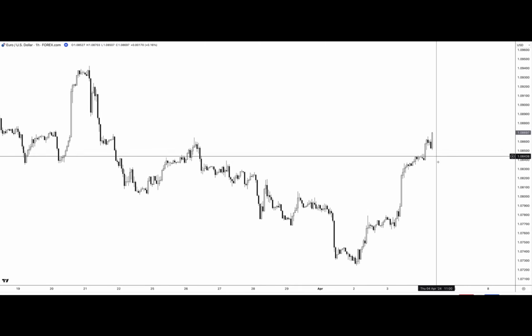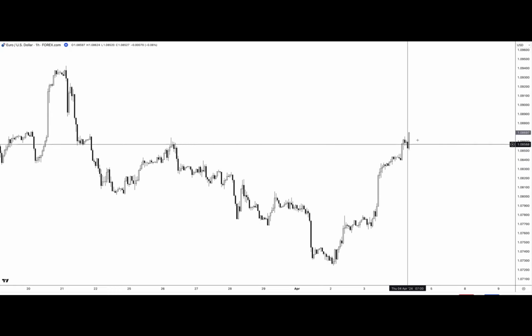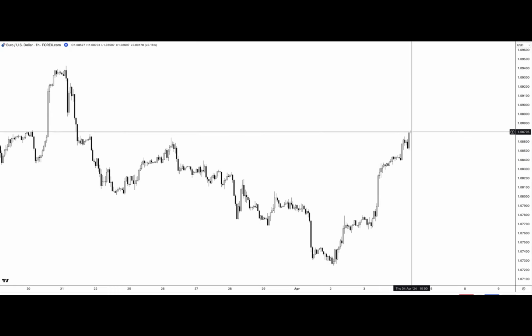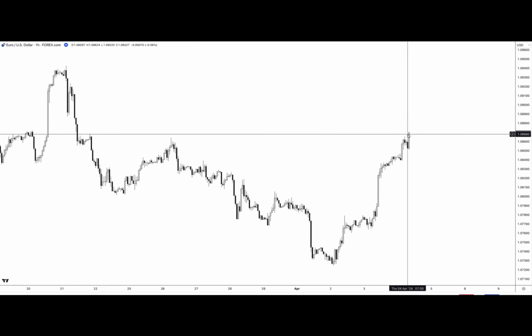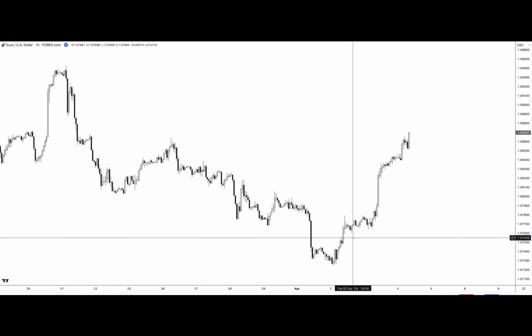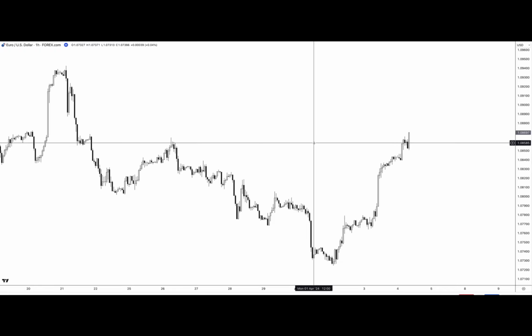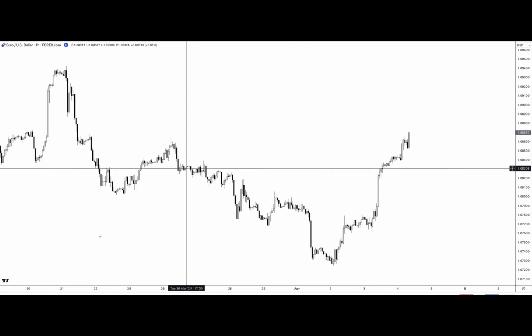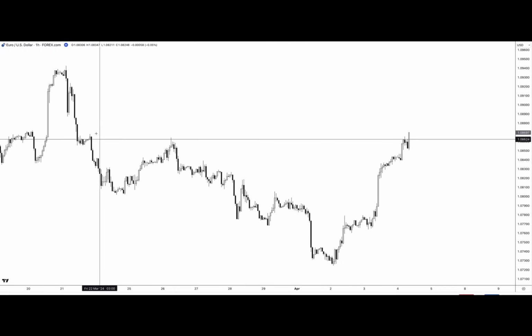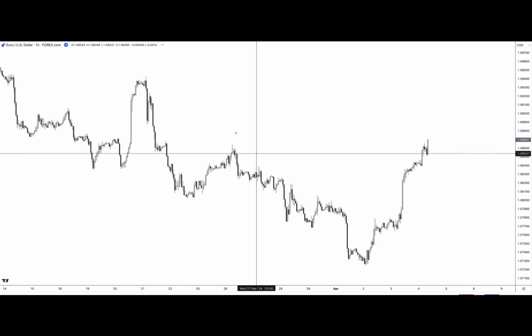Today we'll be covering a short I took in a New York session on the euro dollar. And today is April 4th. It is a Thursday. Yesterday we had a big bullish move to the upside, so I'm not expecting too much from the market today. More of an intraday kind of play I'm looking out for. But right away, what do I see?